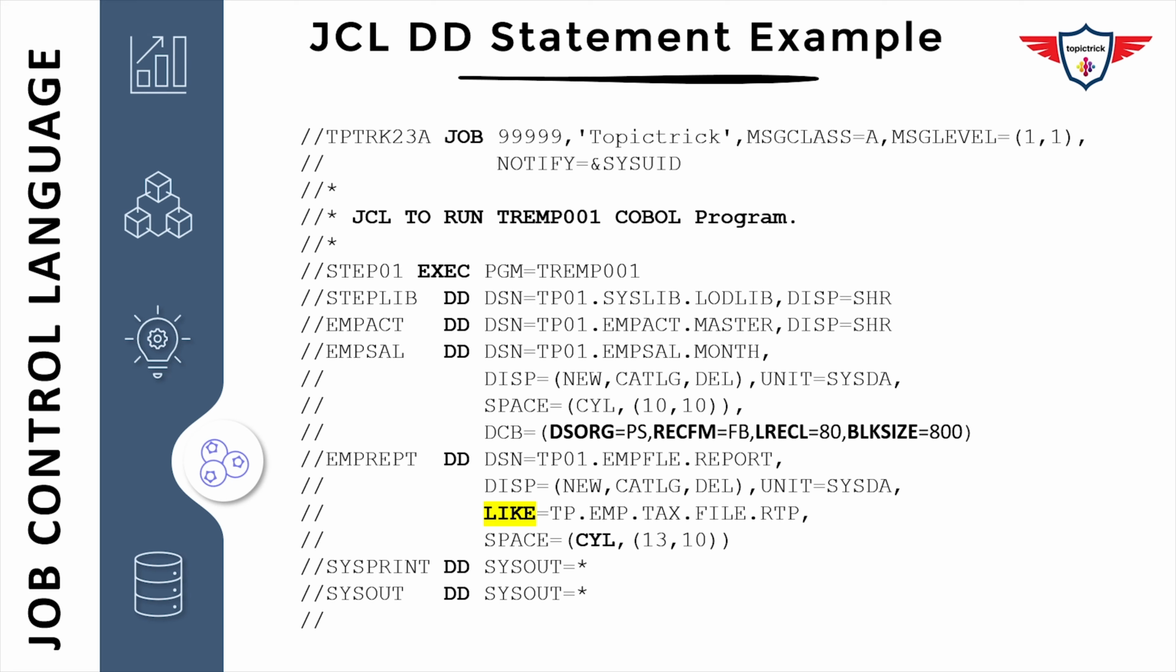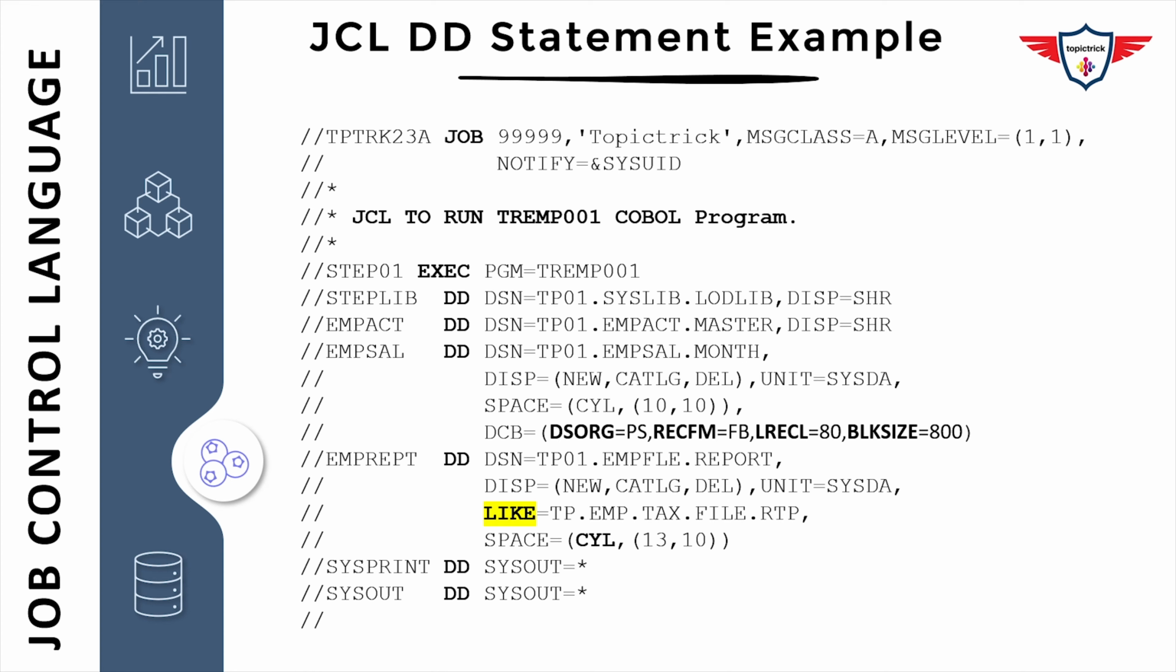Now let's move on to the next section, that is JCL DD Statement Example, and in this section we will focus on how you can use DD statements in JCL to define a file or to use an existing file in your COBOL program. So here's a sample JCL which is executing a program called TREMP001, and in this JCL I've used 6 DD statements.